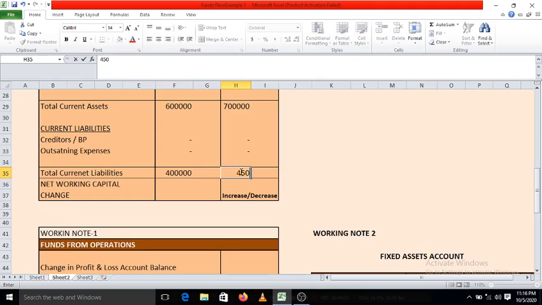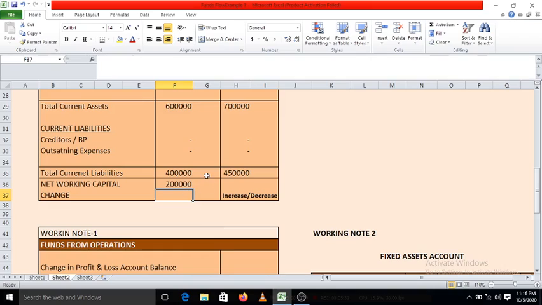So total current assets of year 1 is 6 lakhs, year 2 is 7 lakhs; total current liabilities of year 1 is 4 lakhs, and year 2 is 4 lakhs 50,000. Now I will find out the net working capital. How do we find it out? Total current assets minus total current liabilities. So 6 lakhs minus 4 lakhs, net working capital will be 2 lakhs.